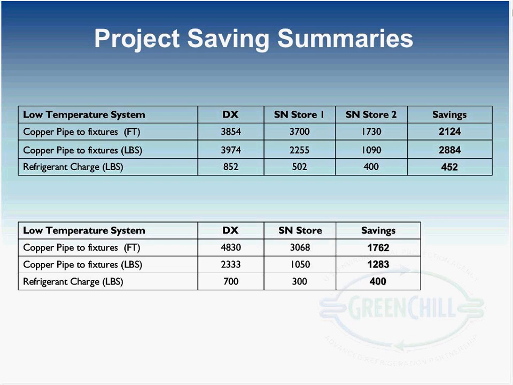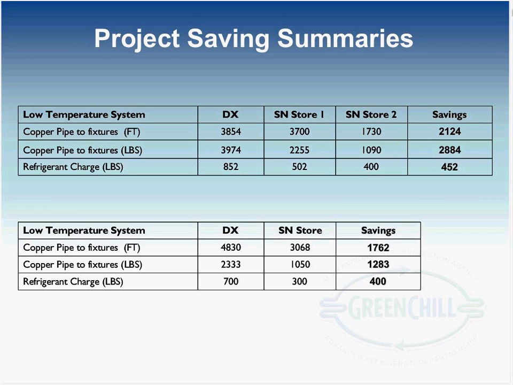Typical of some of a few projects that we've done utilizing this technology. The one talks about the copper pipe going to the fixtures. That's an advantage of CO2 systems. You can use a lot smaller lines than traditional DX and especially traditional secondary systems.